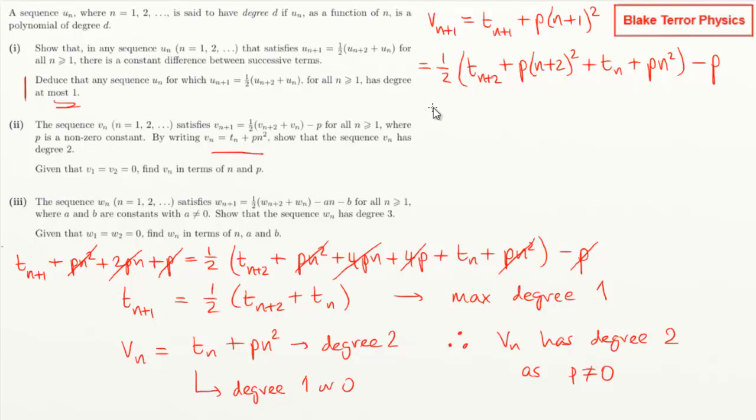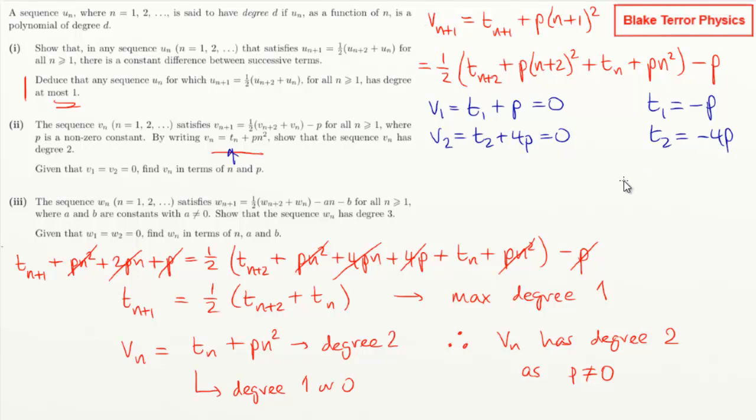Now we've got, given that v1 equals v2 equals 0, find vn in terms of n and p. Right, so v1 is t1 plus p, and that's equal to 0. v2, that's just putting it into here, is equal to t2 plus 4p, and that is equal to 0. So what does that tell me? That tells me that t1 is minus p. It tells me that t2 is minus 4p.